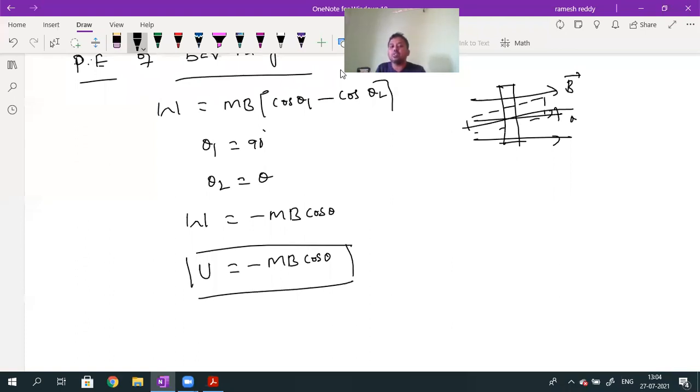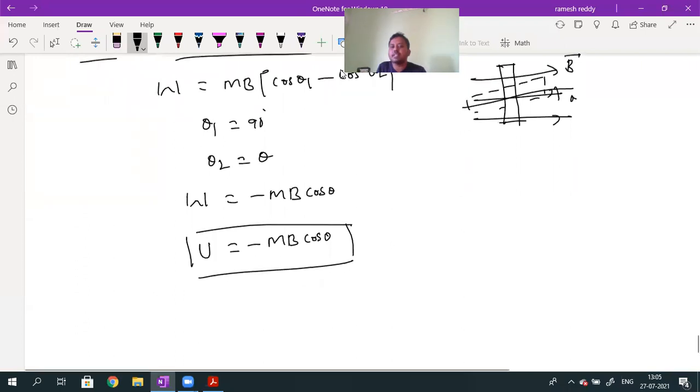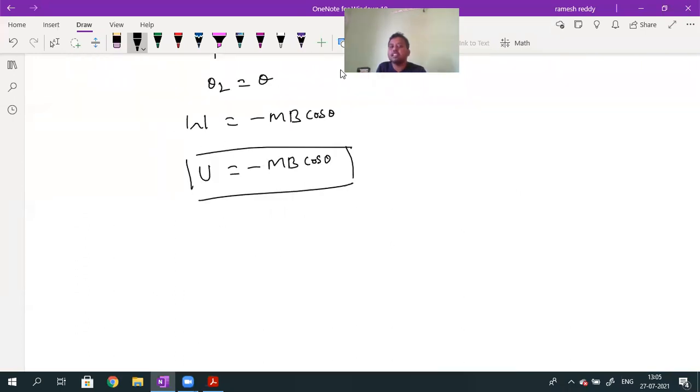Even magnetic force is a conservative force. Work done by or against a conservative force will not be wasted. That work done will be stored in the form of potential energy, which is given by minus M into B into cos theta. So this is the expression for potential energy. These formulas are the same as in electrostatics.